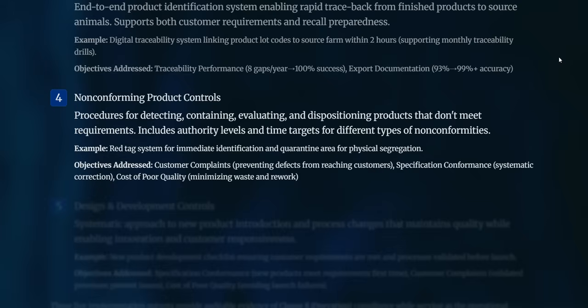The objectives addressed here through non-conforming product control output include customer complaints by preventing defects from reaching customers, specifications conformance by systematic corrections, cost of poor quality by minimizing waste and rework.